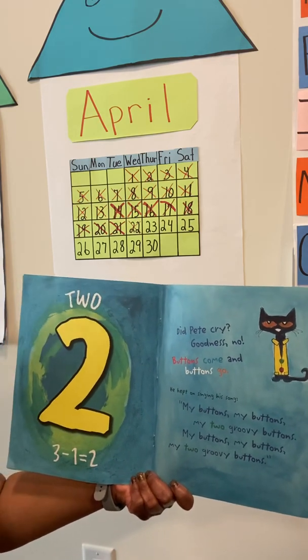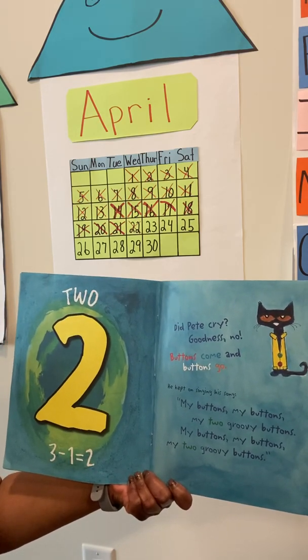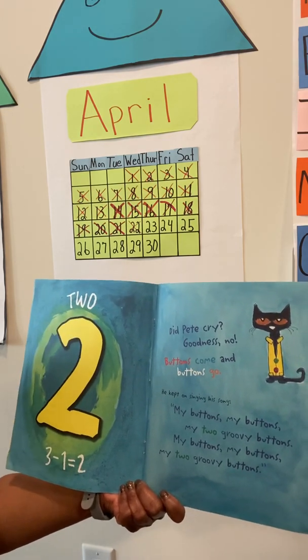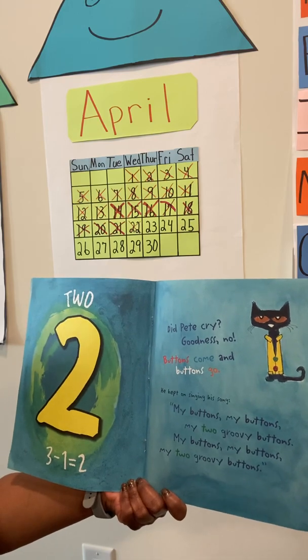Did Pete cry? Goodness, no. Buttons come and buttons go. He kept on singing his song. My buttons, my 2 groovy buttons.